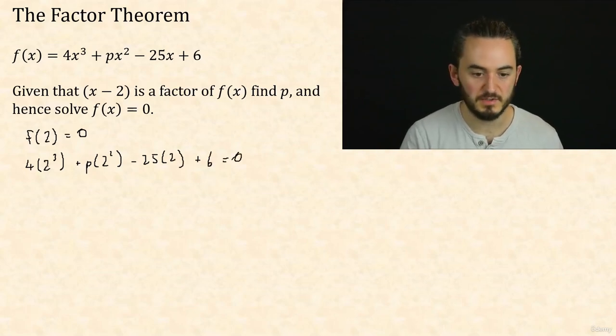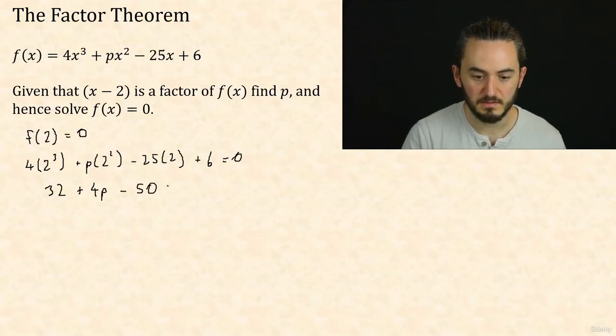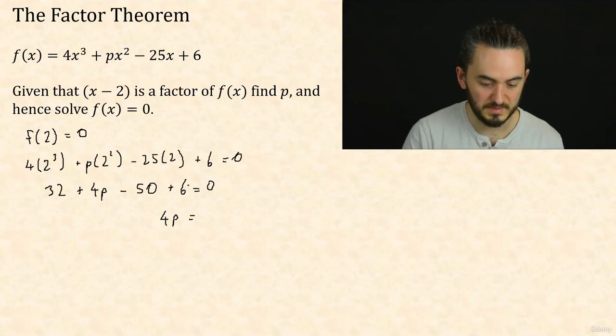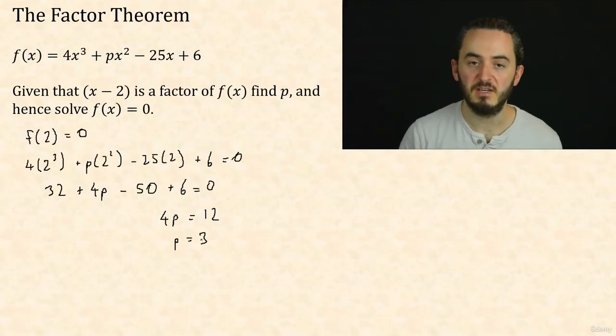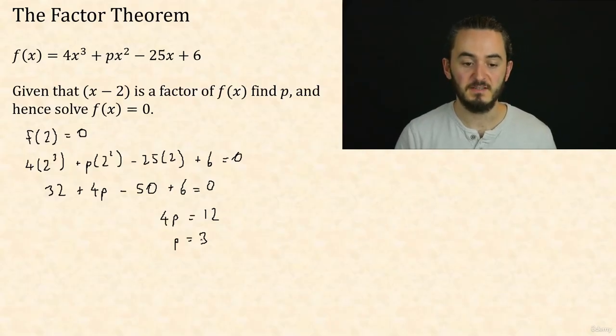Now we've got actually a very straightforward equation. So 4 times 8 is 32, and then p times 4 is 4p, minus 25 times 2, which is 50, plus 6, and all of that equals 0. So 4p equals, what have we got over here, 32 minus 50 plus 6, and so that's negative 12. So if I add 12 to both sides, and divide both sides by 4, p is 3. So really nice simple application of the factor theorem there. If x minus 2 is a factor, then f of 2 is 0.